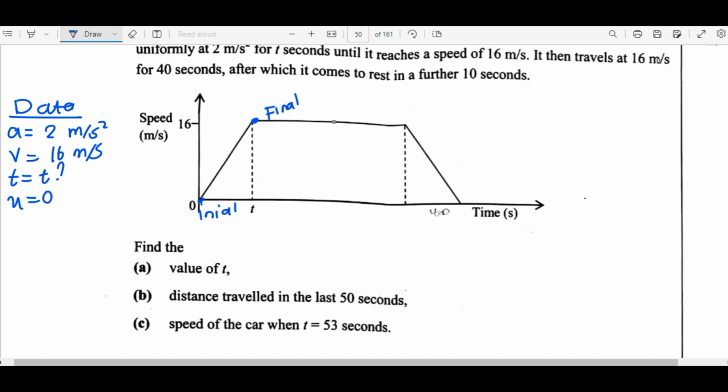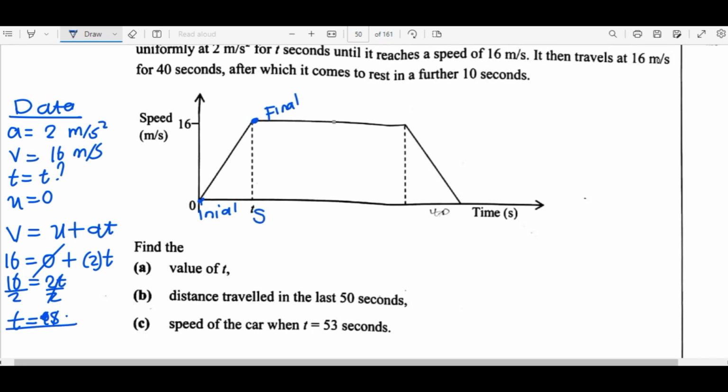So from the equation, we use this equation: final velocity is equal to u plus at. Our final is 16, initial is 0, plus the acceleration is 2 multiplied by t. So 0, we can just cancel this. 2t over 2, so our t is equal to 8 seconds.